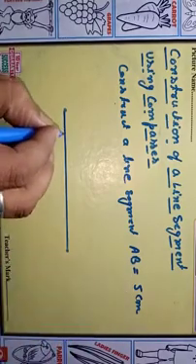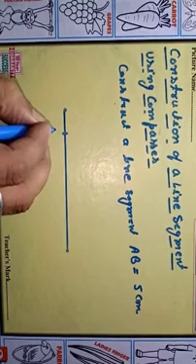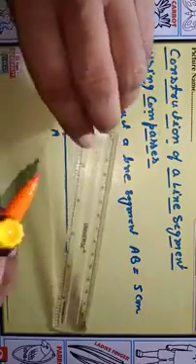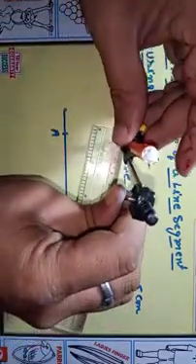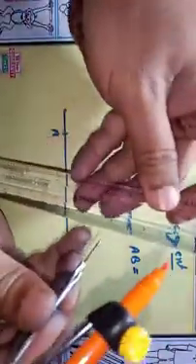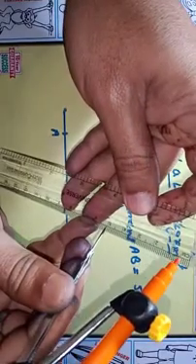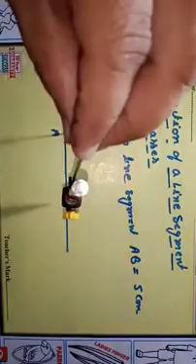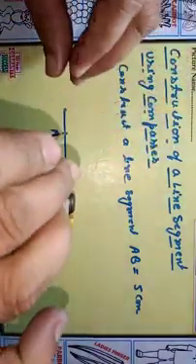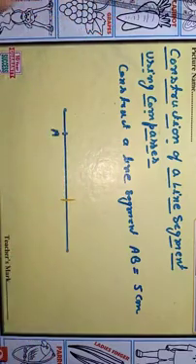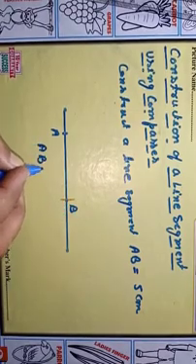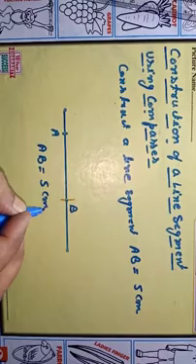First take a point, this is A. Now use the compass and measure 5 centimeters. This length becomes 5 centimeters. Now with point A here, cut a point B. This point becomes B. Now AB is equal to 5 centimeters.